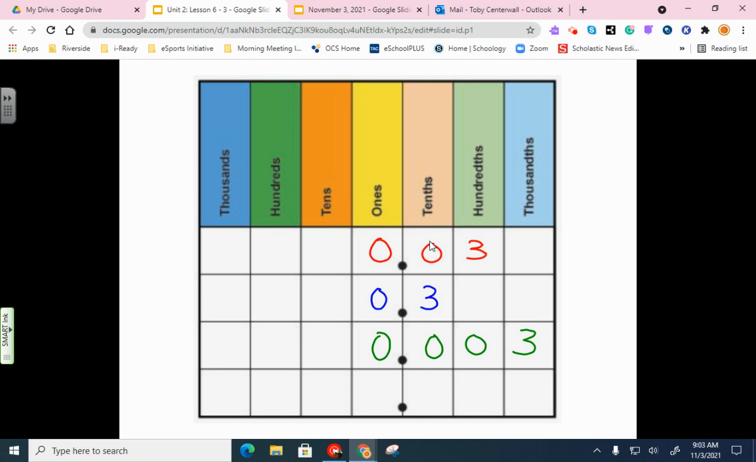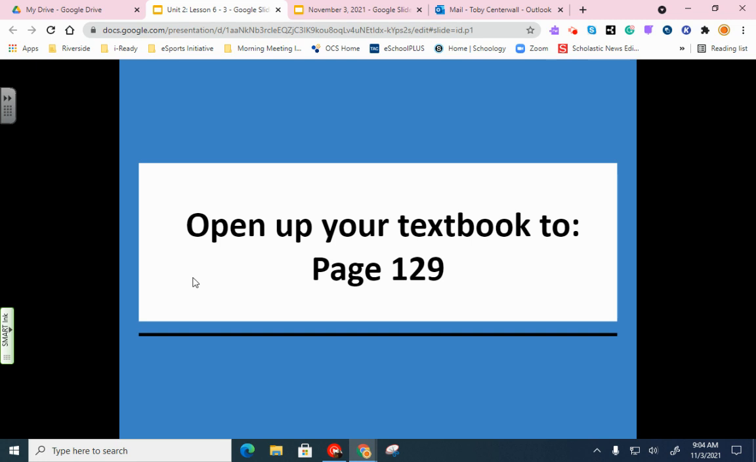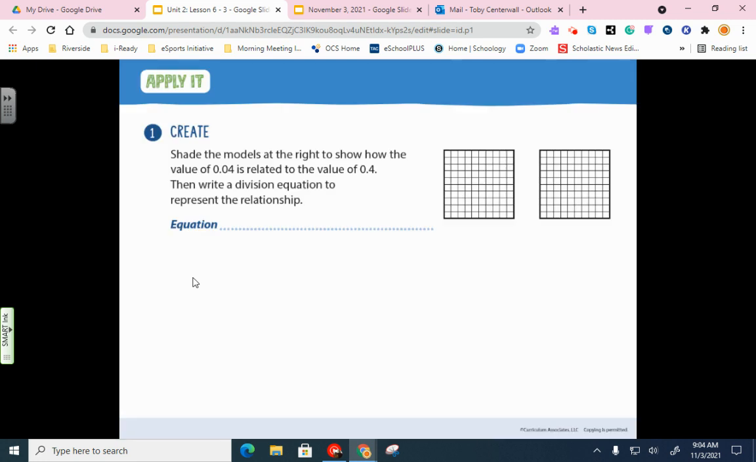So again, every place value you move to the left is 10 times bigger. Every place value you move to the right is 1/10 smaller. So we're multiplying by 10 when we're going left, we're dividing by 10 when we go to the right. All right, so that was just a quick warm up. You all will turn to page 129, and we'll jump right in.